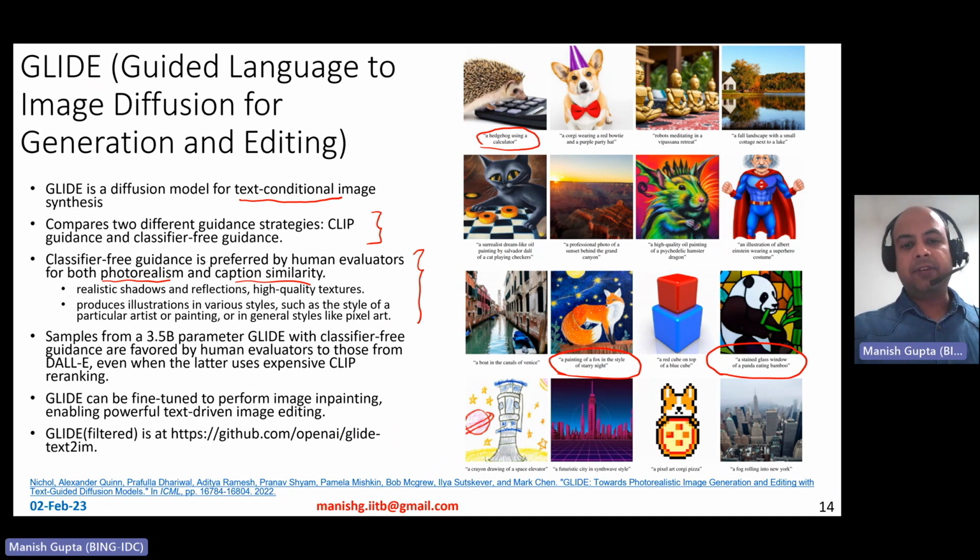The model is a 3.5 billion parameter model with classifier-free guidance, and compared to DALL-E, it fares better even when DALL-E uses the expensive CLIP re-ranking. Remember, the DALL-E model at the end uses CLIP re-ranking to choose the right image. Even then, GLIDE is better. GLIDE can also be fine-tuned for another interesting use case called image inpainting, which I'll talk about towards the end. It's a very powerful use case for text-driven image editing. A filtered DALL-E model, a smaller version of it, can be found here.